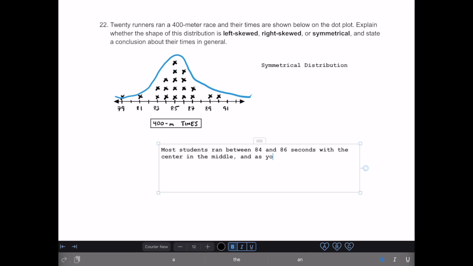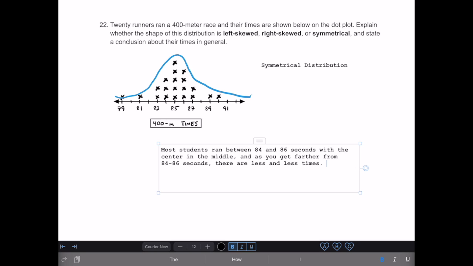And as you get farther from 84 to 86 seconds, there are less and less times. So on the high end, it's rare for there to be very slow people, and on the low end, it's a little bit more rare to have very, very fast people. So, you know, they have your average here, and to be really, really on the high end of the spectrum or very, very low end of the spectrum, that's not a common thing that would happen. We would expect most people to be closer to the average in this scenario.